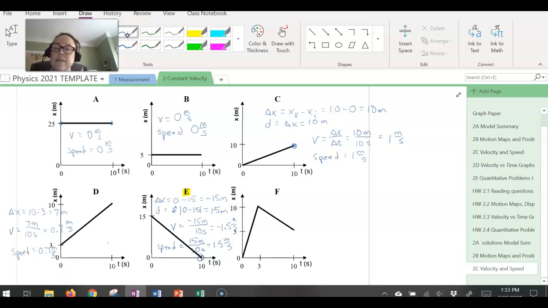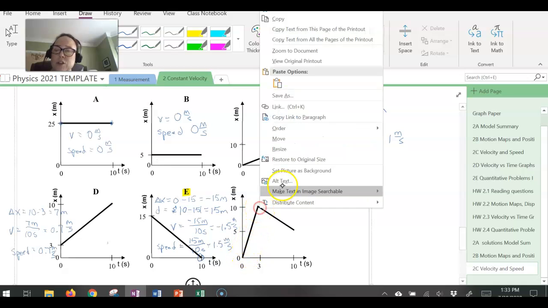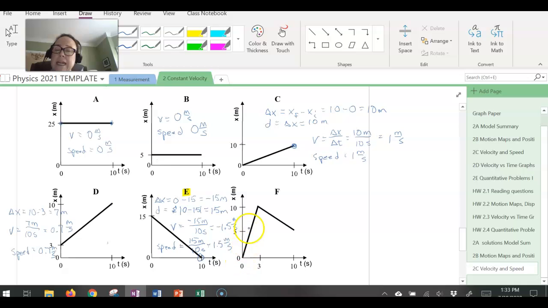And let's look at the final scenario, scenario F. So here we have a position versus time graph where it is not a single line. First, we have a linear trend in the positive direction, so the object was moving in the positive direction, and then we have a line with a negative slope. So it turned around here and started moving back in the negative direction. It changed directions in the middle of this trip.